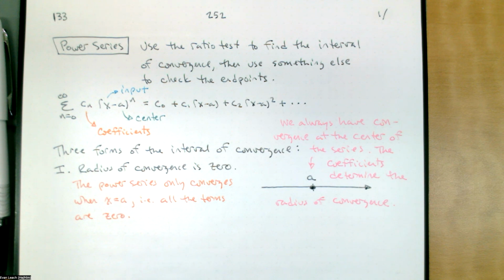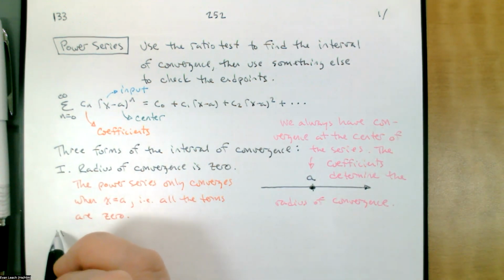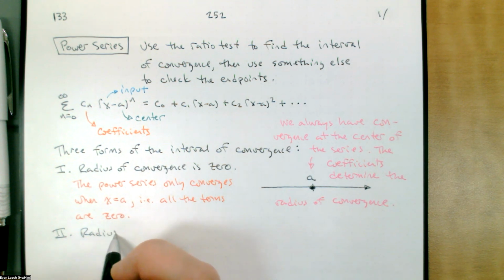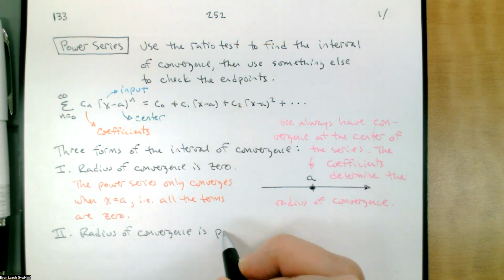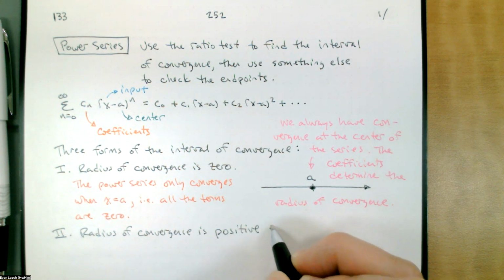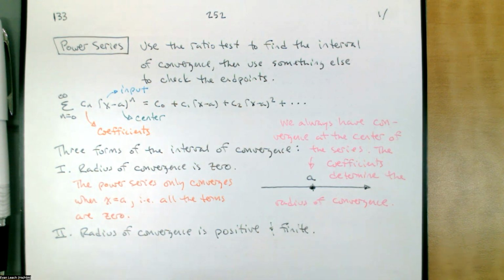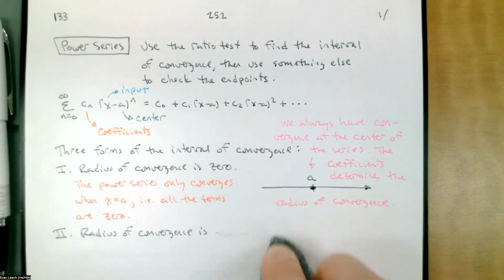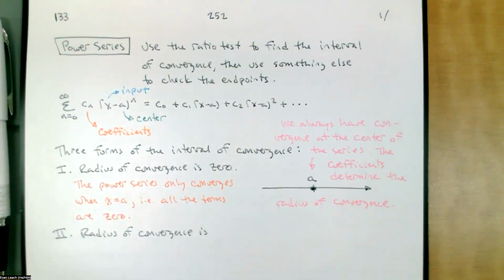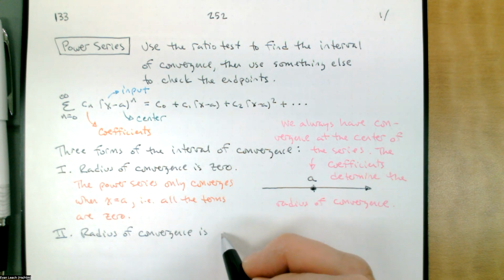Case one, the radius of convergence is zero. We're going to have to identify what it is about the coefficients that gives us a radius of convergence of zero. Actually, I want to bring up the finite part first. Now, I started with zero, so for the next case the radius of convergence is positive, so it's more than zero, but still finite.